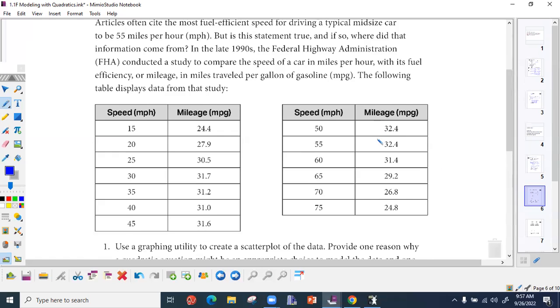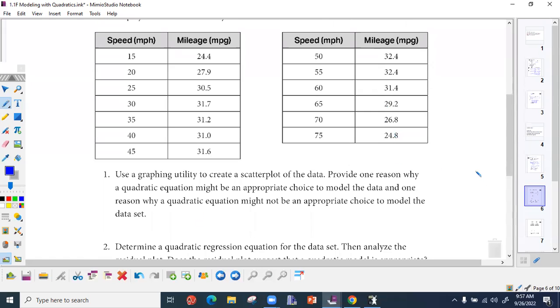Now, what we're going to do is use our graphing utility to create a scatter plot, providing one reason why a quadratic equation might be an appropriate choice to model the data, and one reason why a quadratic may not be appropriate. Okay, so before we get started, the first thing we should do is what? Clear our calculator. Okay, so we're going to clear our calculators by pressing what?